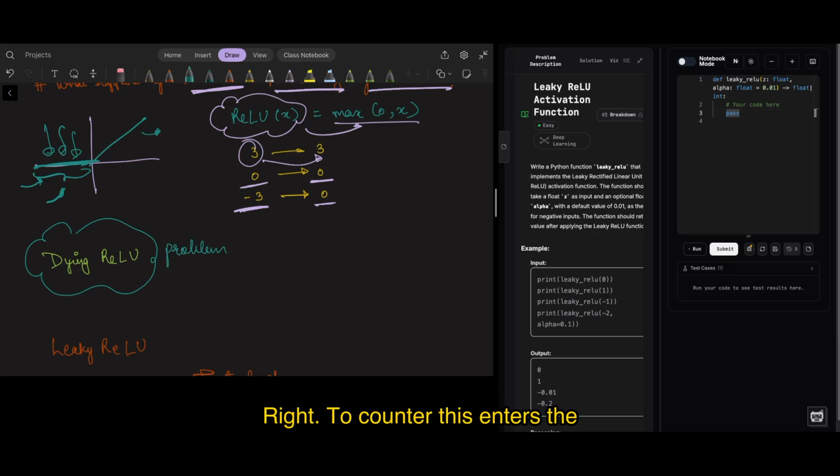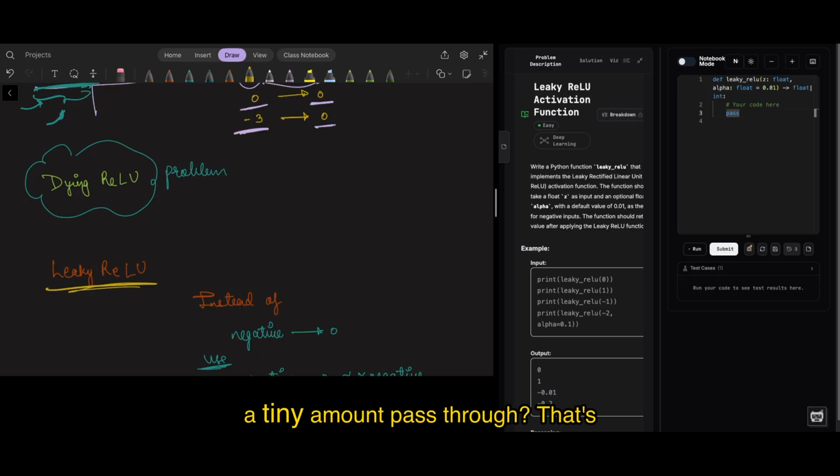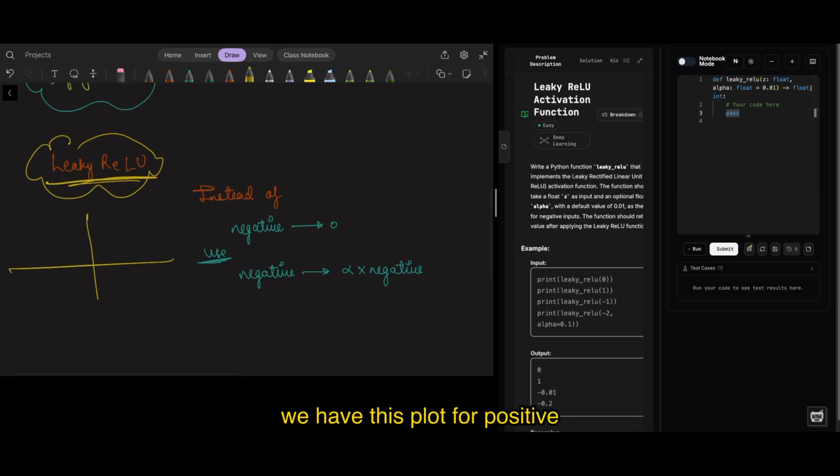To counter this enters the leaky ReLU. So what if we don't completely kill the negative side? What if we just let a tiny amount pass through? That's the idea behind leaky ReLU. So we have this plot. For positive inputs we have the identity function, and for negative inputs, instead of getting 0, we give it a tiny slope.